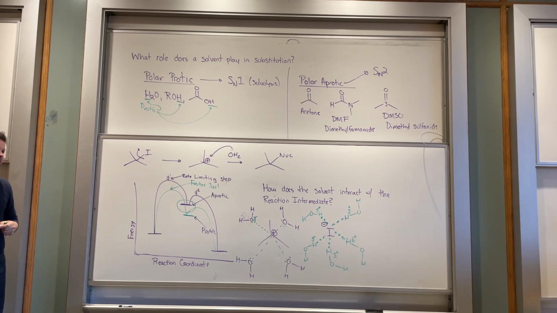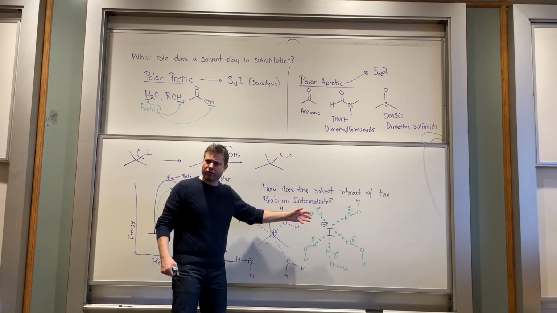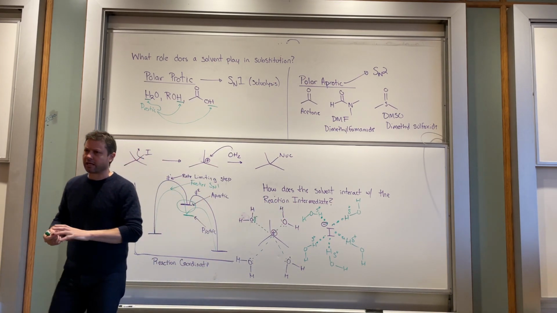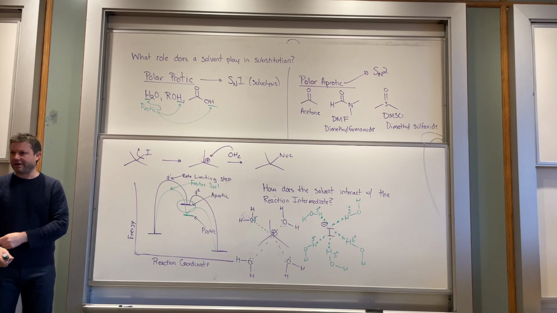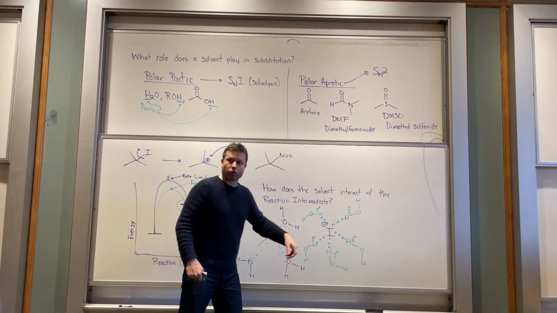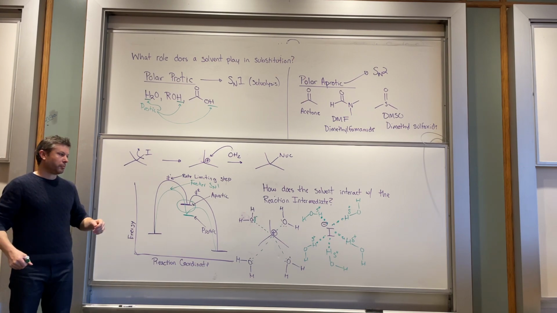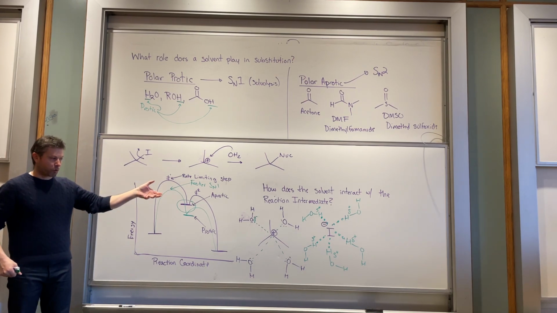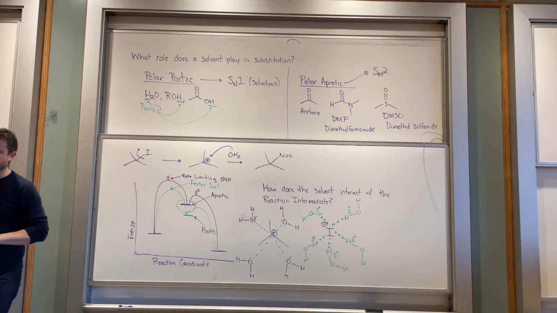I would probably say a polar protic solvent would help out the chloride reaction more than it would help out the iodide reaction, just because iodide on its own is already a pretty stabilized anion, right? It leaves very easily, whereas chloride doesn't leave as easily, right? So that cushion will be more important for chloride. But the polar protic solvent will stabilize both.